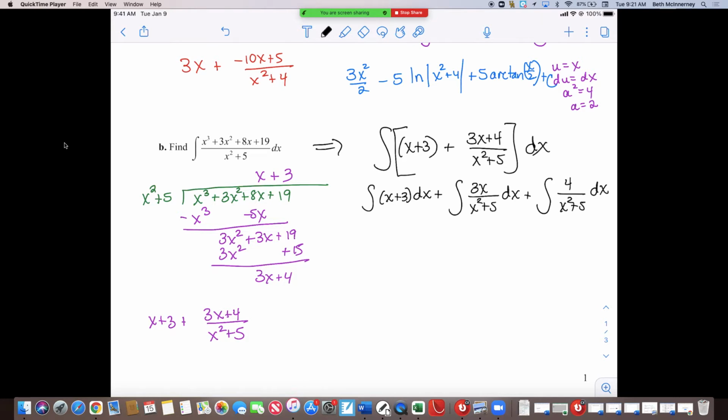You understand why I can't just put this one, 3x plus 4 over x squared plus 5? If I try u is x squared plus 5, du is 2x, and then I'd have a problem with the plus 4. That's why it doesn't work as a u substitution standing alone with that rational expression.